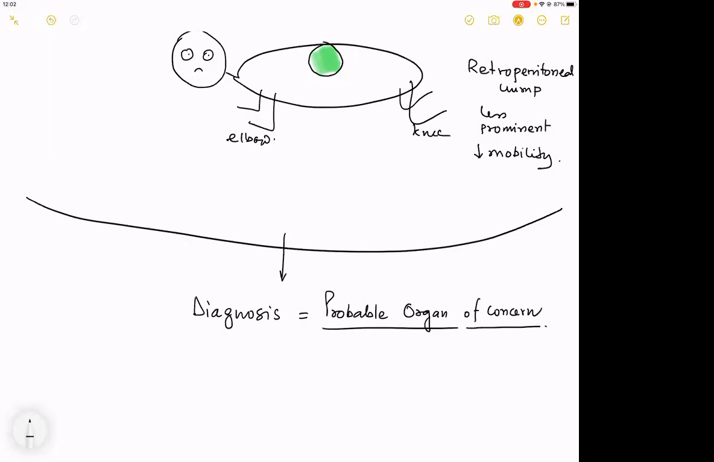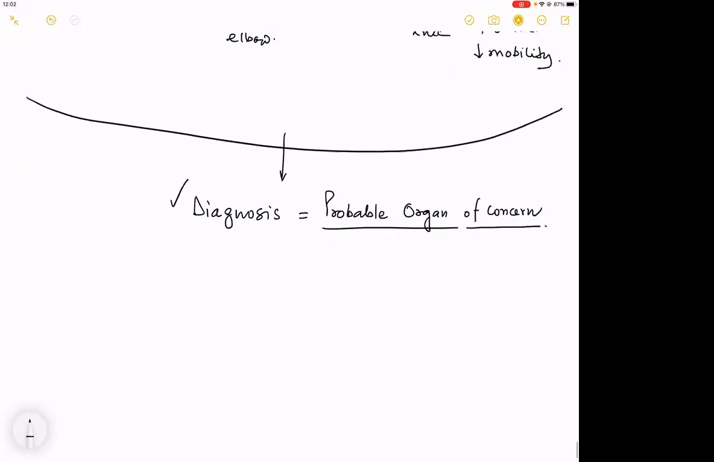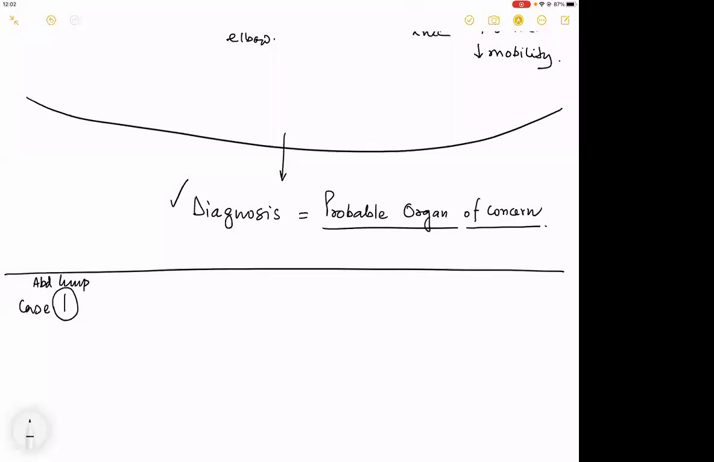Have I made everyone understand this part? Hello. Yes, sir. Okay. If you have understood up till this part, let us come to the first case of an abdominal lump. Case 1, as we have already started discussing, is a patient with a lump in the right upper part of the abdomen.